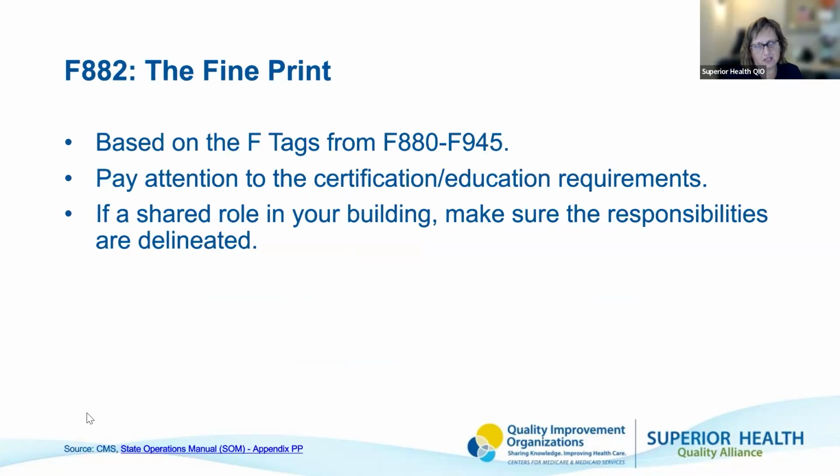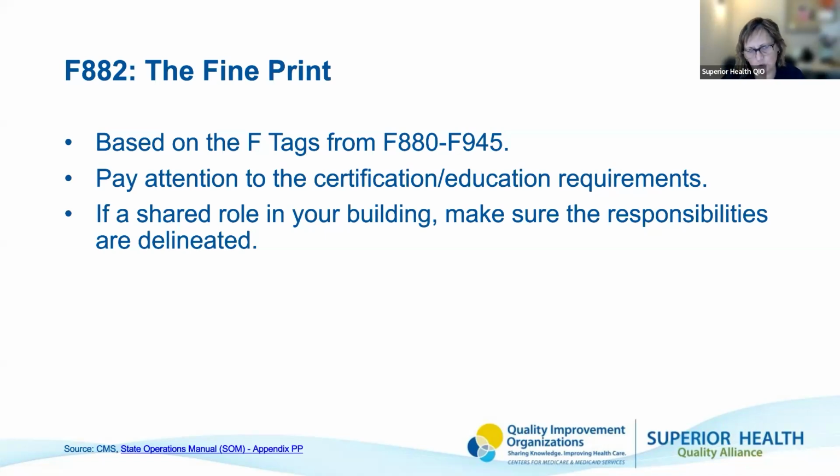So F882, and I just call this the fine print, it is based on the F tags from F880 to F945. So pay attention to the certification and education requirements. If you are a shared role in your building, make sure that the responsibilities of who does what are delineated between those roles. Don't just state that, well, it's myself and this person and we're sharing responsibilities. You need to make sure that that's delineated and understood, and that it's in writing somewhere how you're going to break up the responsibilities of the tasks in the role.